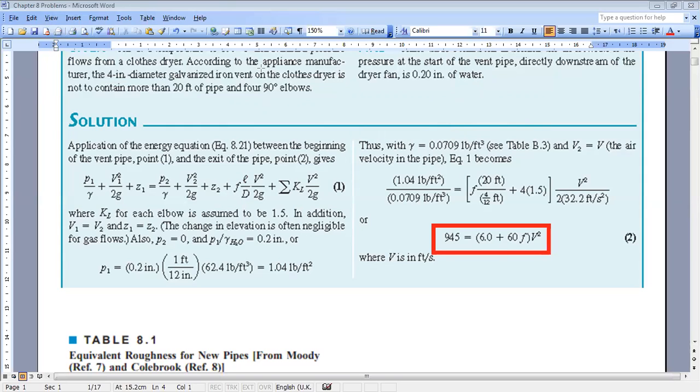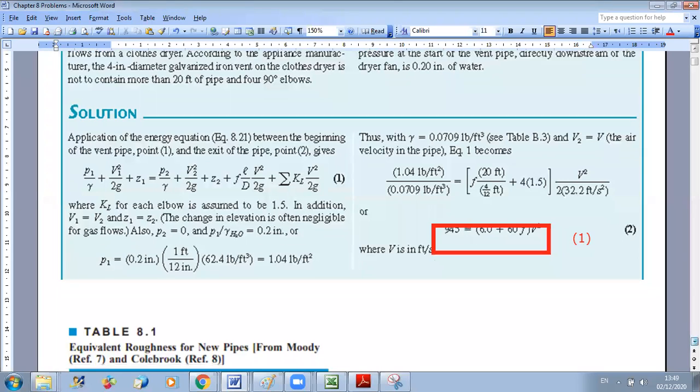But this equation for me is not enough. Why? Because it includes 2 unknowns and I have only 1 equation. Okay, so what I should do, I should write other equations relating f and V. Now this can be done using the Moody chart, because the Moody chart is a chart giving a relation between f and V. And let me show you the Moody chart.